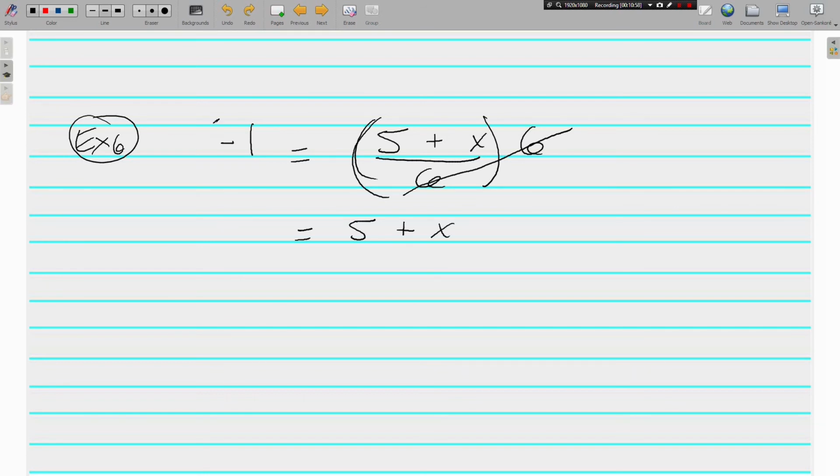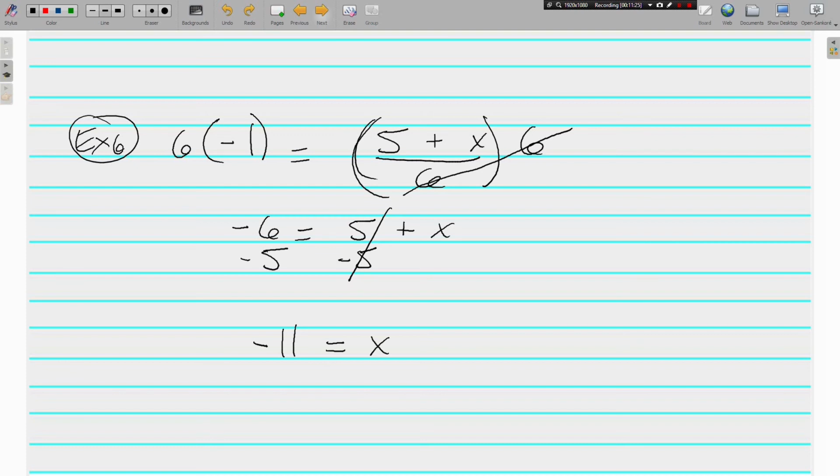Oh, let's not forget about the left side though. We multiplied by 6 on the right, so we multiply by 6 on the left. 6 times 1 is negative 6. And then we will subtract 5 to undo. Negatives are going to win this. Negative 6 and negative 5 gives us negative 11 is equal to x.